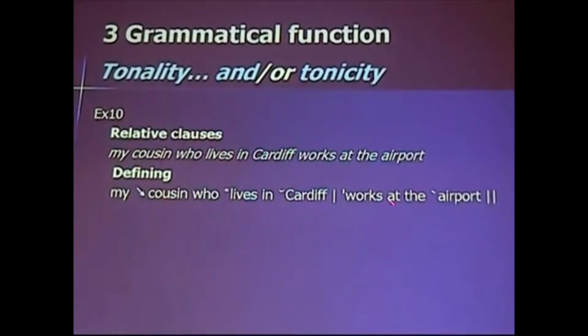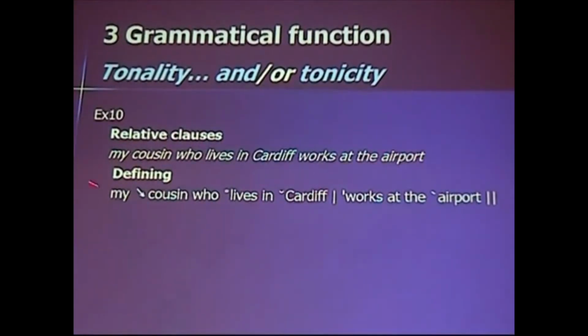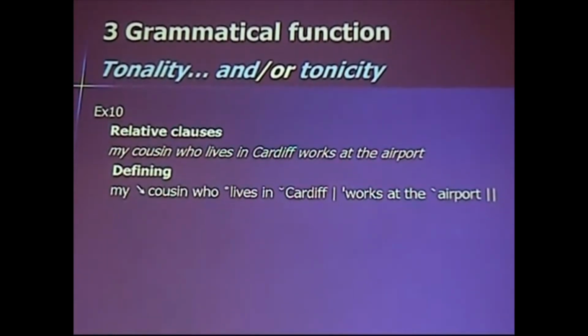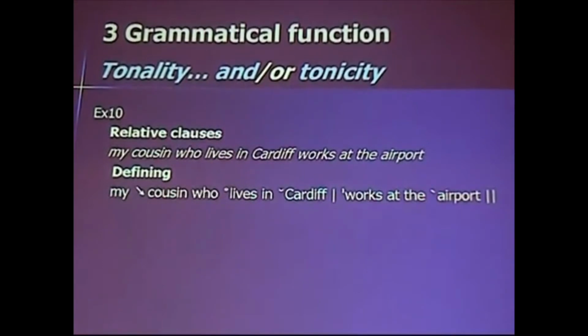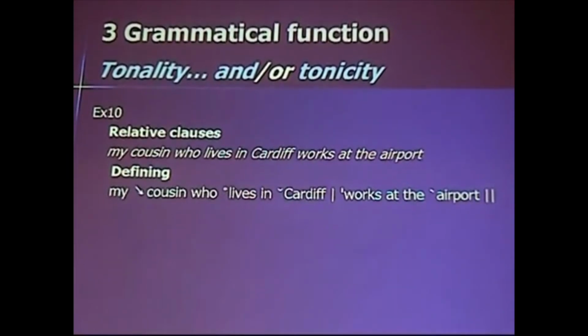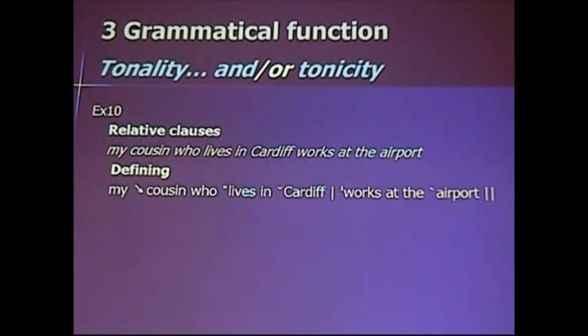If we want to turn this who lives in Cardiff into a defining relative clause, one that tells you exactly which cousin out of a number of cousins I'm talking about, it clubs up with the cousin in the same word group. We keep it all together. My cousin who lives in Cardiff, and they're so often done with that falling head and full rise, my cousin who lives in Cardiff works at the airport.